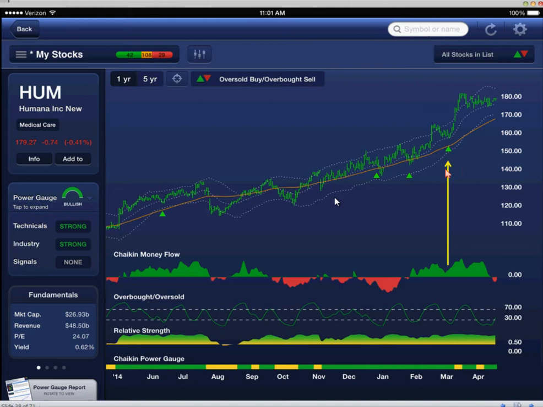and let's look at how those two, Humana and Zillow, worked out. So here's that money flow buy on Humana. You got a pullback with very positive money flow to an oversold with a bullish power gauge rating. That's what triggered the signal. The stock went from 158, 160, all the way to 180 in just about a week.